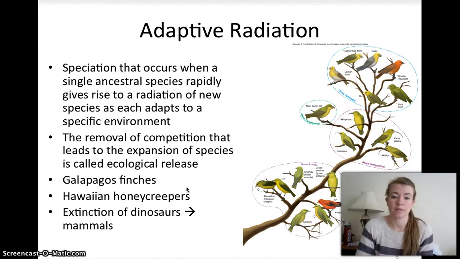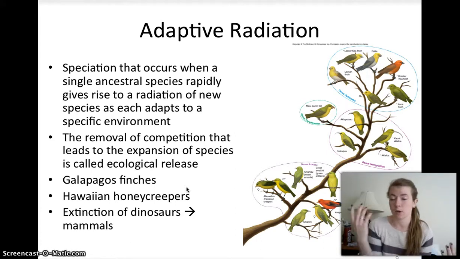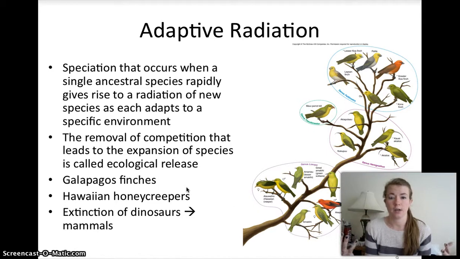So a really good example of this are the Galapagos finches. There was no competition removed here. Well, I guess there was. They moved to these new islands, and their competitors from the old islands, from the mainland, are gone. So the Galapagos finches have arrived on the different islands, one on each island, let's say, and now they have all this space to evolve. And so that's why we got so many different kinds of finches.